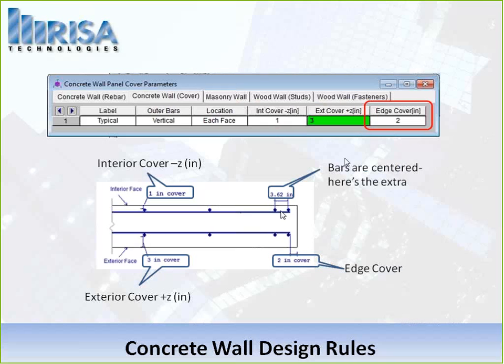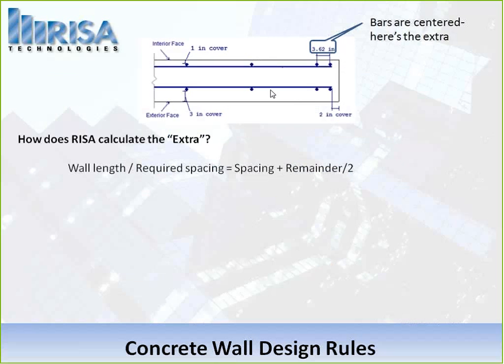And then we have something here where we just define the bars that are centered. This is the extra bars. So a lot of times you're going to have a wall that just doesn't work out exactly the way you want the bars to fit, and you might have a little bit extra. So how do we calculate that extra? Risa is going to come in here, and it's going to say that the wall length is going to be divided by whatever the required spacing is, and we're going to find a spacing for you. We're going to get that extra there by getting that remainder divided by 2. So we're basically going to split out the extra piece on both sides for you, and give you that value.